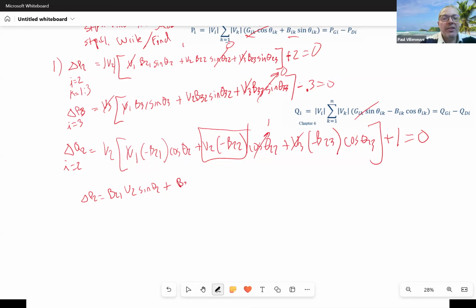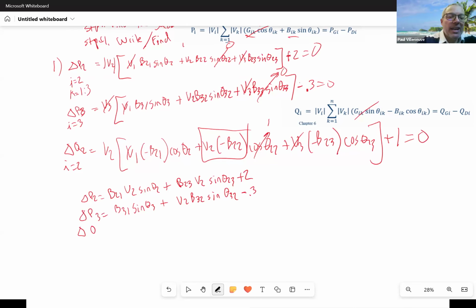V23 times V2, times the same sine of theta 23, plus 2. That's our first power balance equation. Our second one, delta P3, is equal to, because V3 is also equal to 1, B31 sine theta 3, plus V2, B32 sine theta 3, 2. And that's it for that term. And so then we subtract from it 0.3.